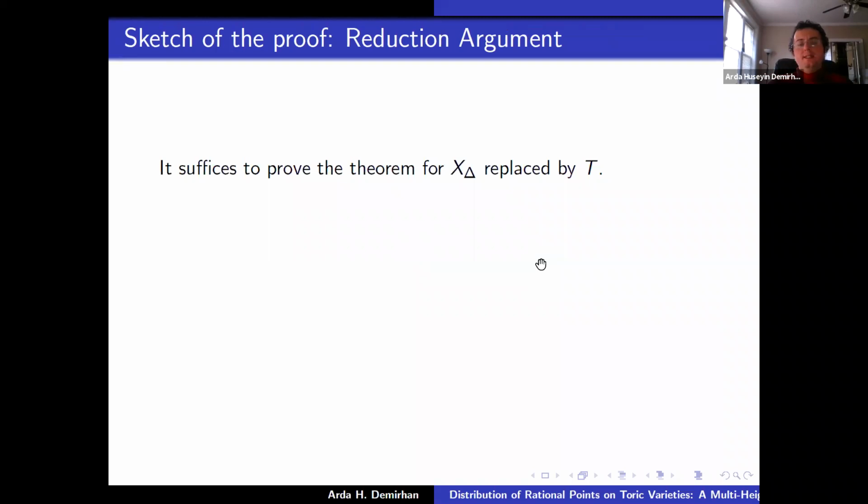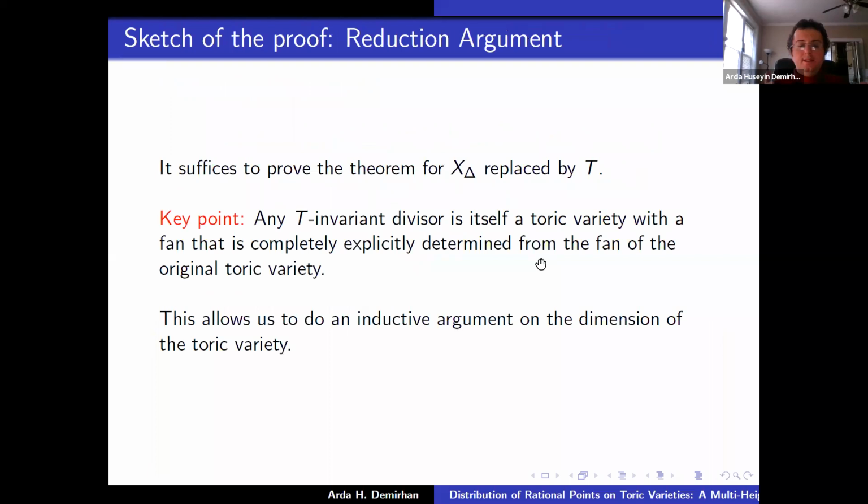We'll first see that it is enough to show this for the open piece, the torus, rather than the whole variety. The key point is that the fan of the toric variety completely and explicitly determines the fan of any T-invariant divisor as a toric variety. Hence, we can do an inductive argument on the dimension of the toric variety.